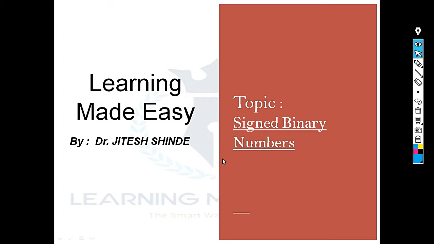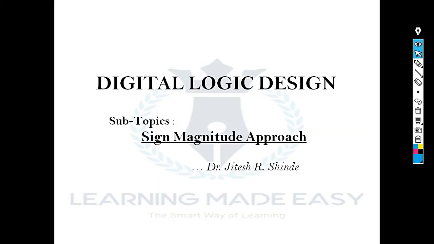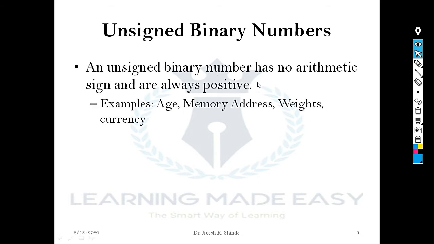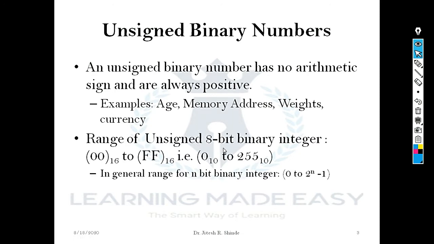In this session, we shall be seeing signed binary numbers with more emphasis on sign magnitude approach. Unsigned binary numbers. An unsigned binary number has no arithmetic sign and is always positive. Example: age, memory address, weight and currency. In the last two sessions, I had covered number system and conversion of number system. All the examples which we had dealt with in those two sessions were assumed to belong to the category of unsigned binary numbers. Range of unsigned 8-bit binary integer.